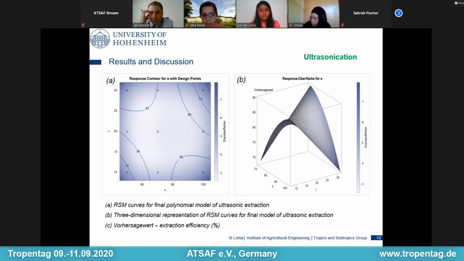At a higher time duration and lower solvent concentration, high extraction efficiencies were observed, and vice versa. That is, at higher solvent concentration and lower time duration, a higher extraction efficiency was observed. However, if the time and solvent concentration both together reduced or increased, the extraction efficiency was definitely reduced throughout. And this is also represented as a graph, a three-dimensional representation here.